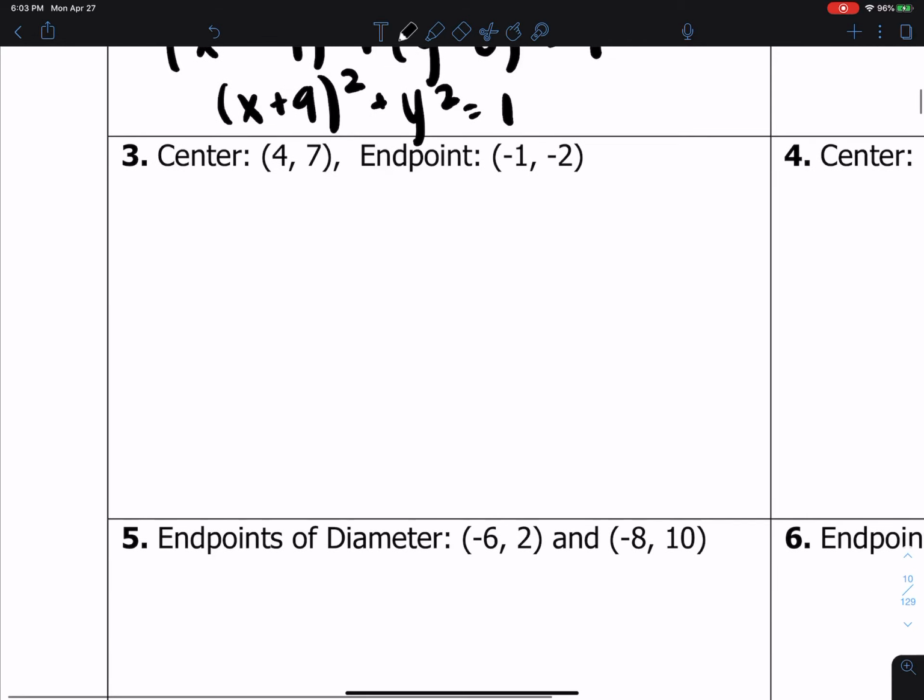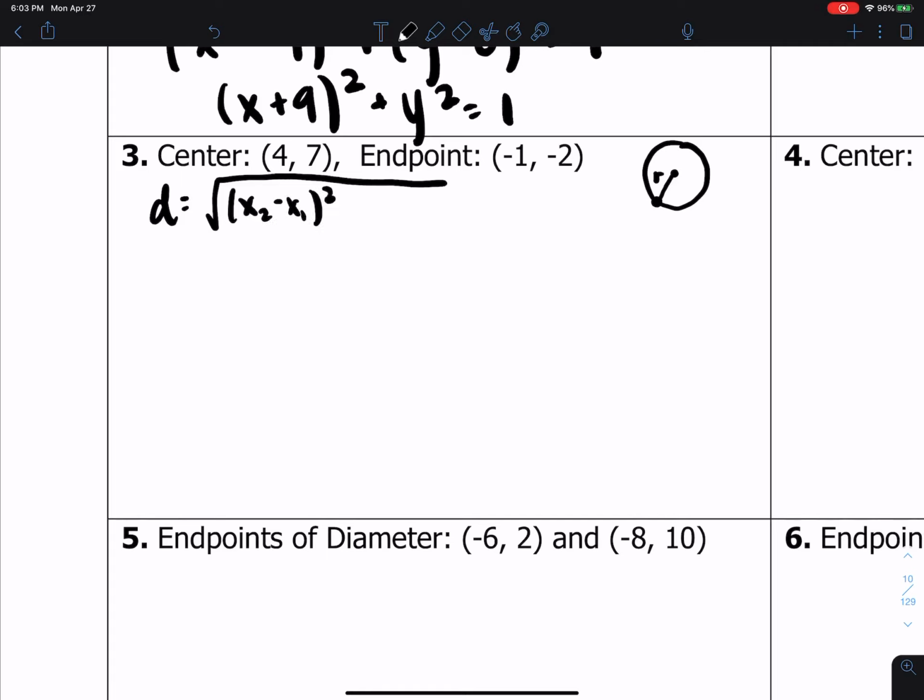Okay, the next one, we have the center and an endpoint. So we have the center and then an endpoint. Let's say it's right there. So we need to find the distance between those 2 points, which would be the radius. So the distance is the square root of x2 minus x1 squared plus y2 minus y1 squared.